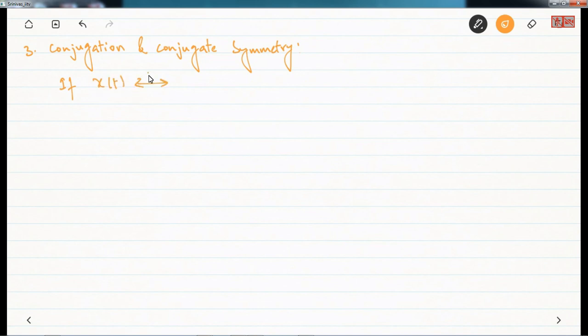Okay, so next we go to the next property, which is conjugation and conjugate symmetry. If the Fourier transform of x of t is X of j omega, what will be the Fourier transform of x conjugate of t?